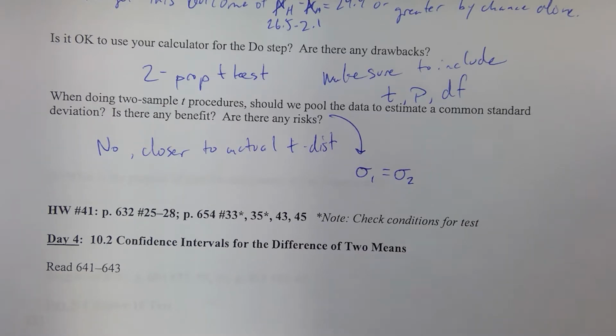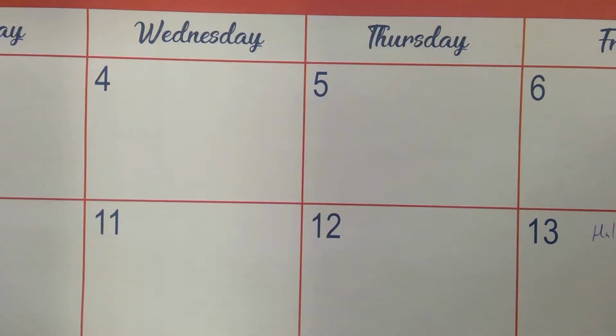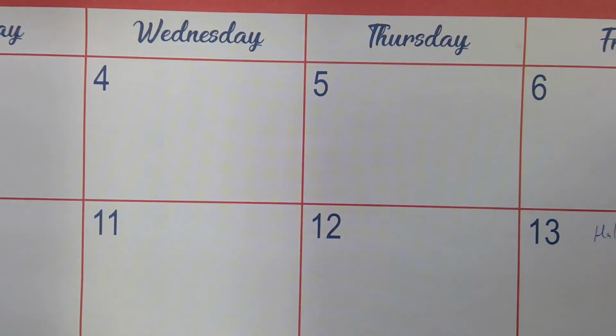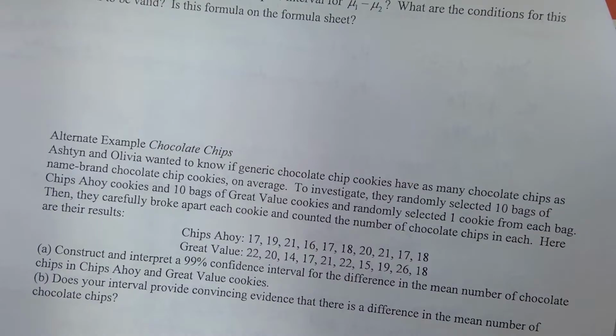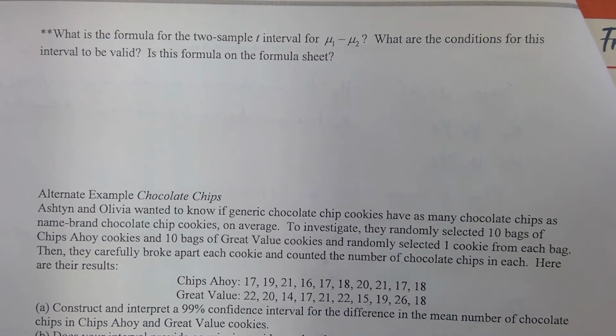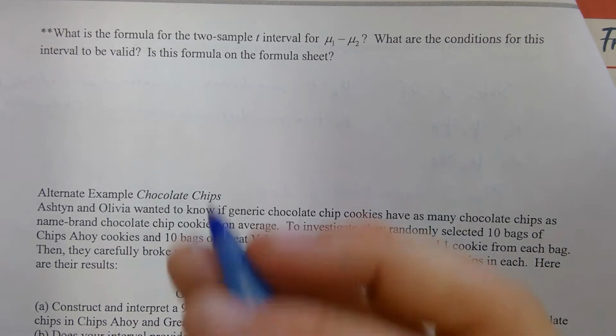And we just looked at our significance tests for difference in two means. And now we're going to look at confidence intervals for difference of two means. Okay? So let's go ahead and look at this formula and our conditions. The formula for a 2-sample t interval for mu1 minus mu2, what are the conditions? So here's our formula first.